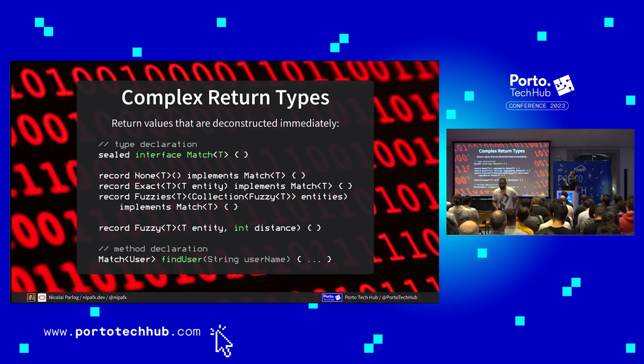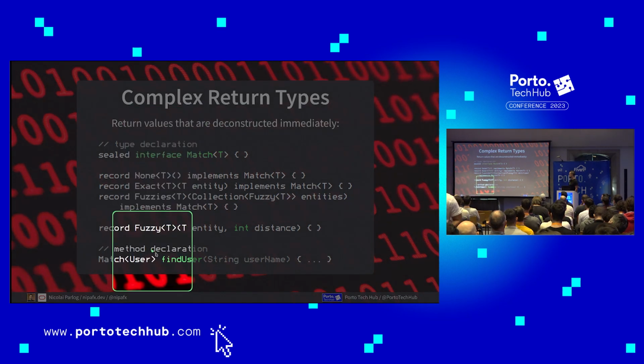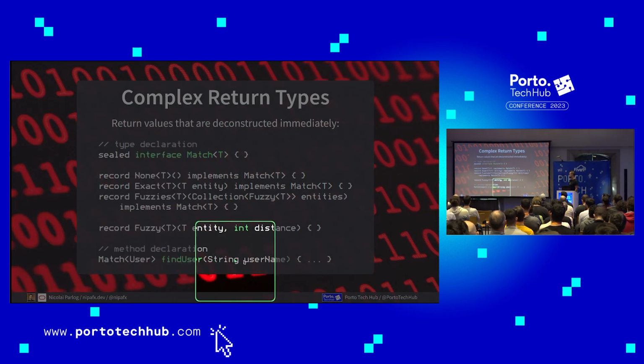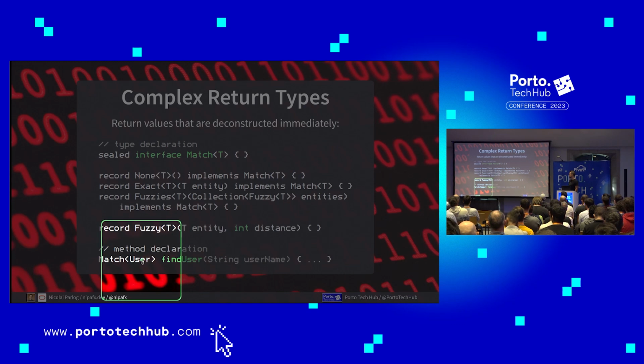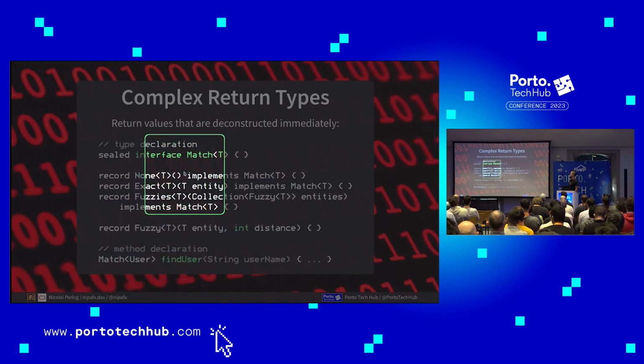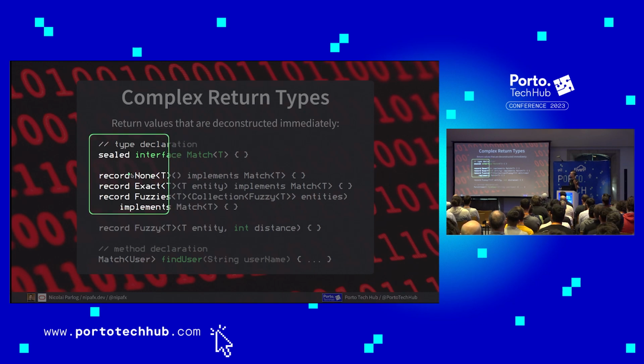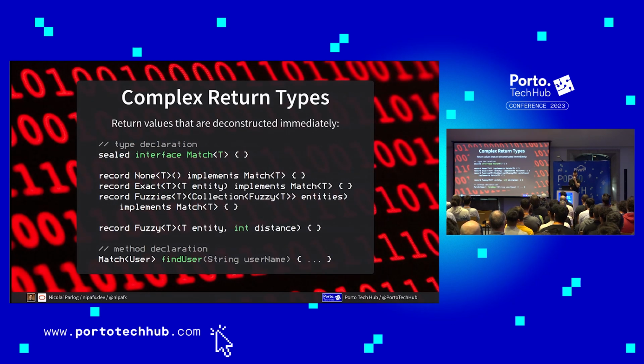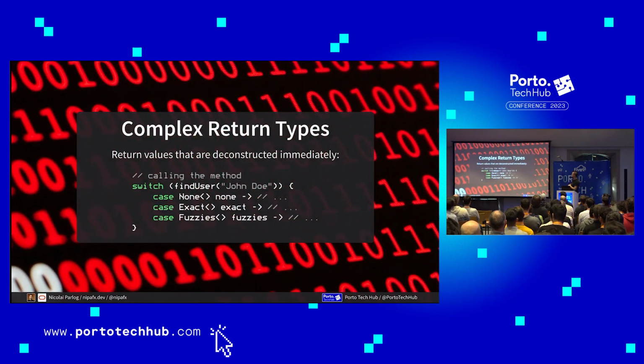So this works great for return values that get consumed soon. Let's start at the bottom. I have a find user method that takes a username and returns a match of a user. Match turns out to be a sealed interface, and the implementations are none, where it didn't find one obviously, an exact match, or a bunch of almost matches. This is what it looks like to call it. I find the user, then I switch over the result: case none, case exact, case hypothesis. And I would argue this code is super readable.